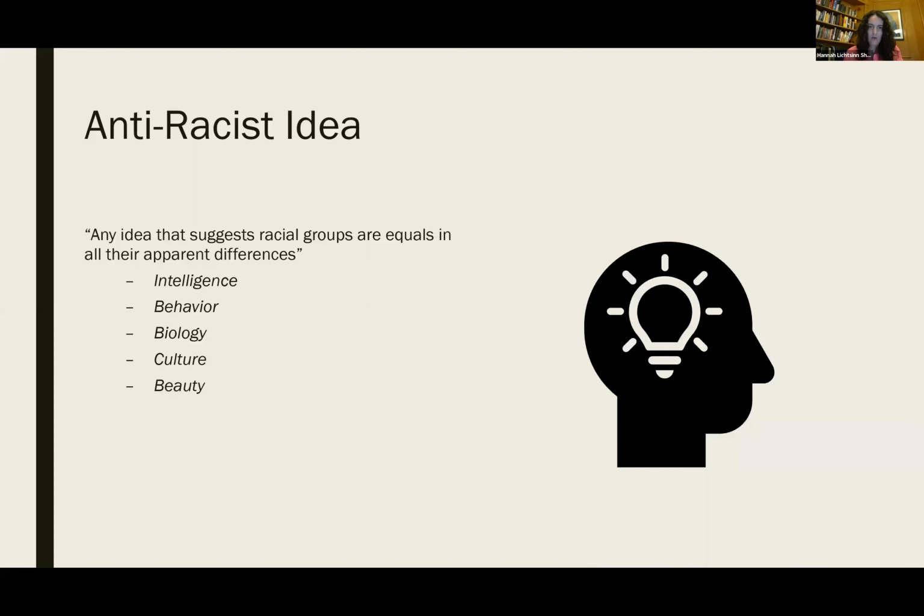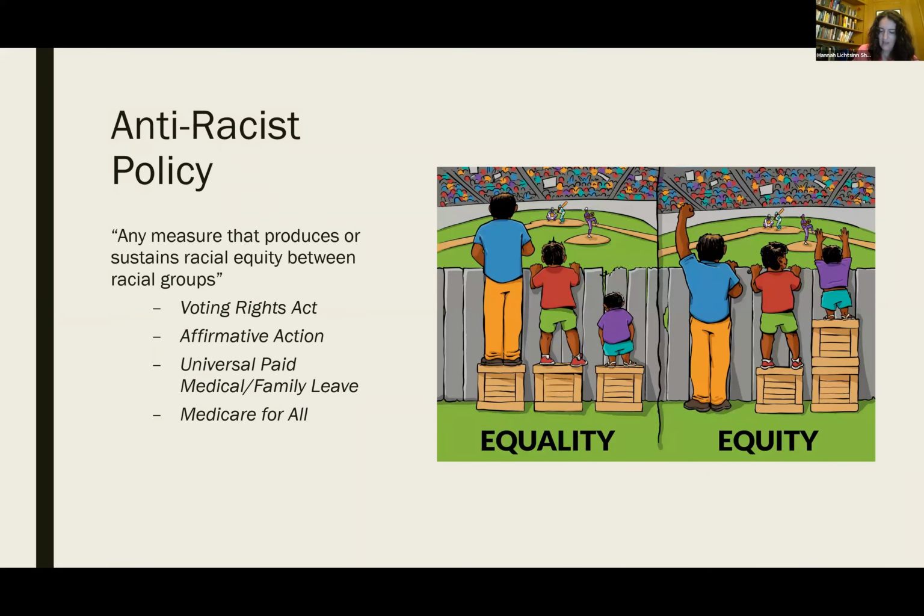And that's the idea. So what are some anti-racist policies? It's any measure that produces or sustains racial equity between racial groups. So what's equity and how is it different than equality? I like this image because when we're starting from a place of a racist foundation, foundation is the best word I have, to achieve equity, different groups, different individuals need different types of support. We're not all starting from the same place. And it's not an accident that we're not starting from the same place. It was intentional and created by policy that different groups have different footing to start with.